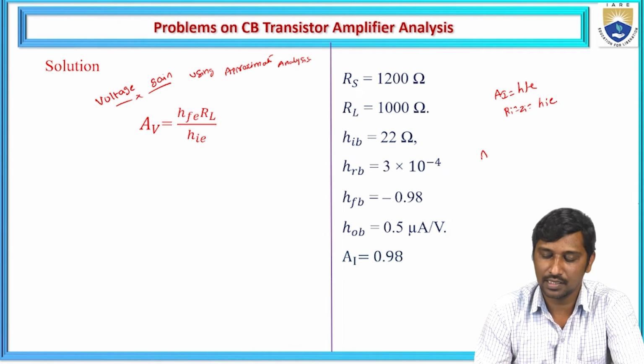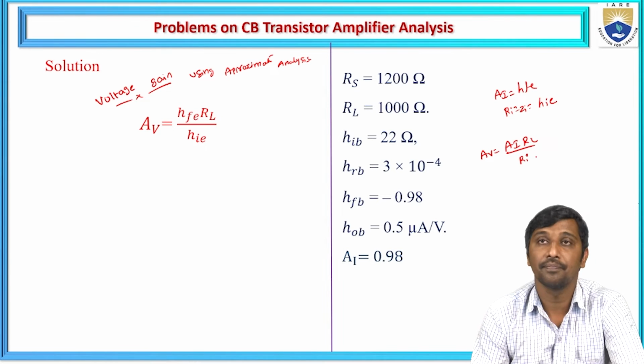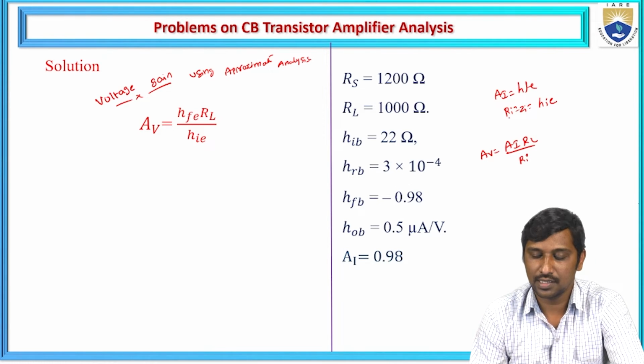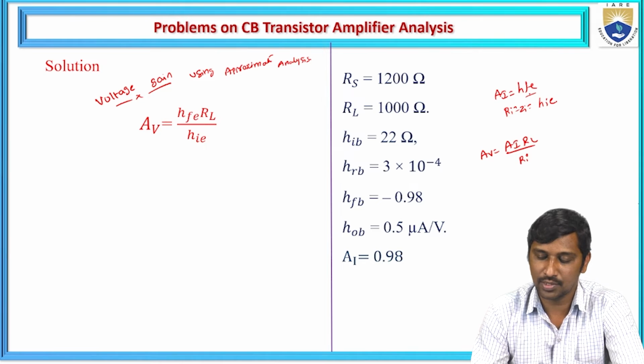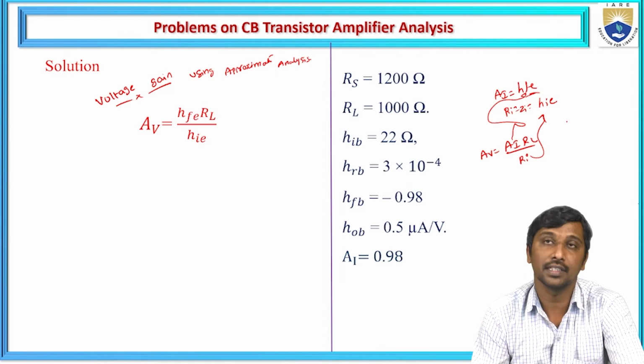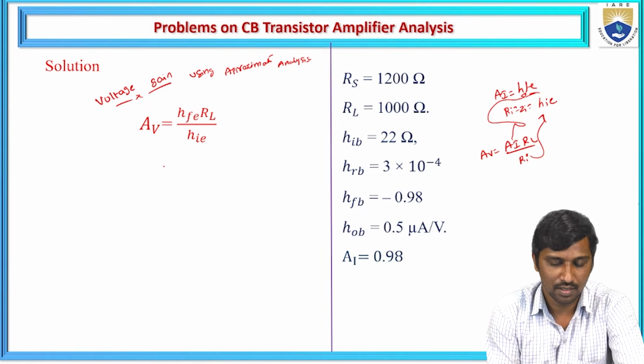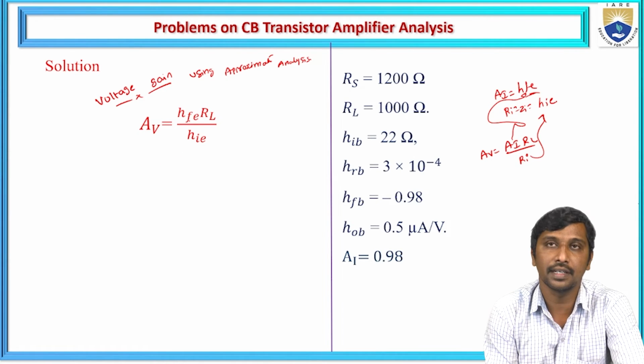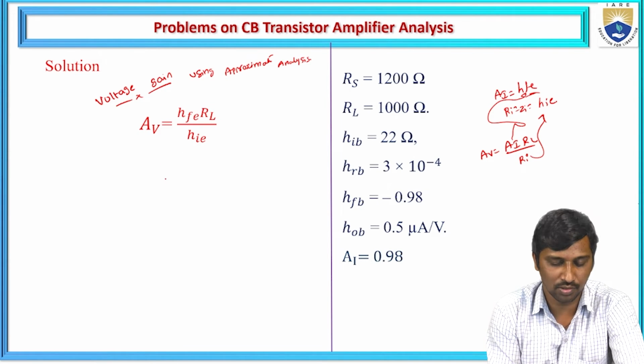But in exact analysis, we represented it as AA times of RL by RI. In approximate analysis, this AA is equal to HFE, hence it is replaced with HFE, and RI is replaced with HIE. So that is the reason. Now we are going to substitute these HFE and RL, HIE values to determine this voltage gain.